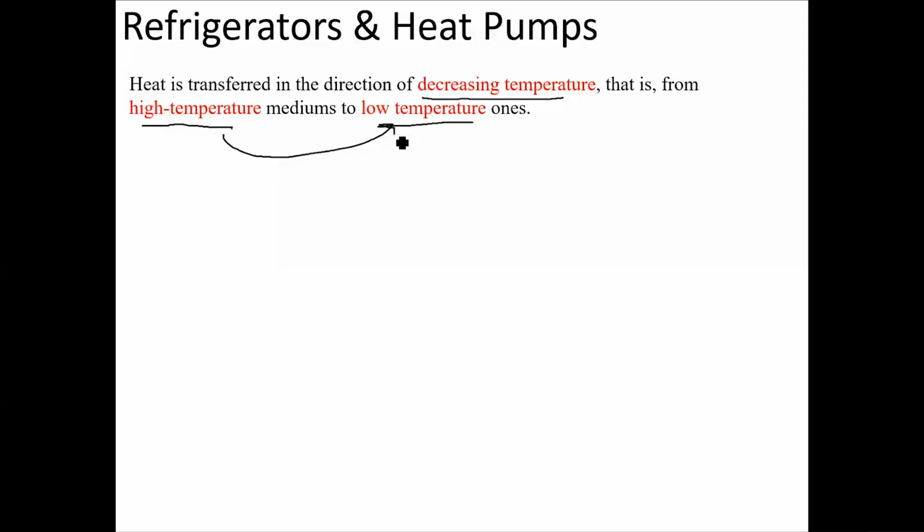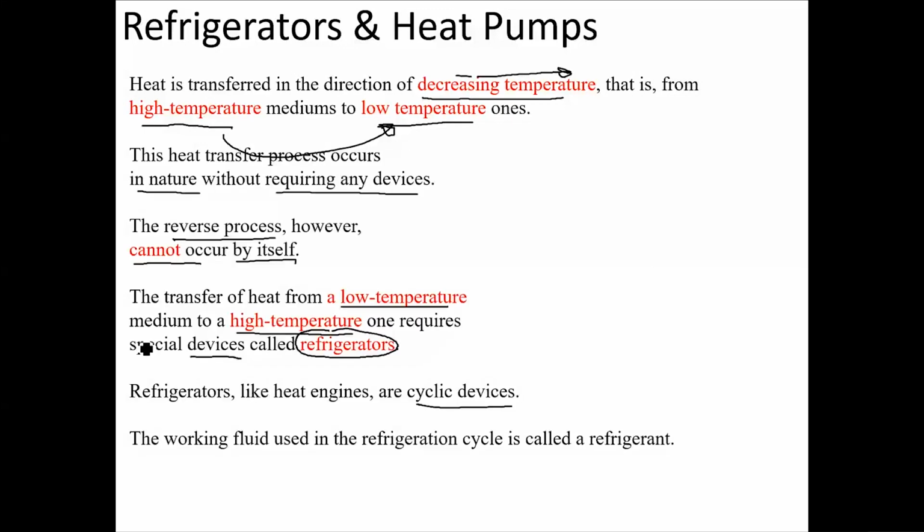Now, refrigerators, like heat engines, are cyclic devices, and the working fluid in the refrigeration cycle is a refrigerant. One of the refrigerants you might have used in some of the numericals is R134a. It is used in the refrigeration cycle. The most frequently used refrigeration cycle is the vapor compression refrigeration cycle. We'll have a look at this refrigeration cycle as it is.